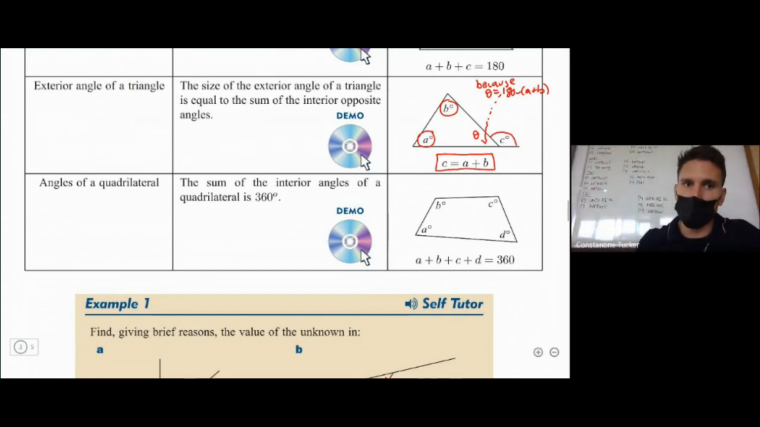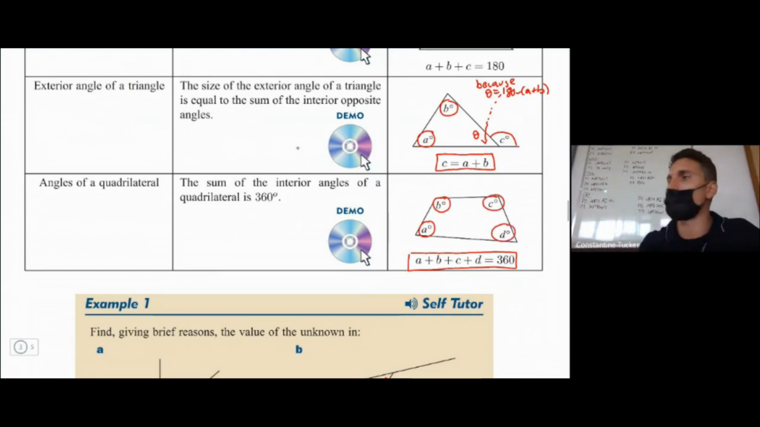Excellent, nicely done, 360. Now this is true because you can easily see this if you split a quadrilateral into 2 triangles. Each of the triangles adds up to 180, so you find the total by adding 180 and 180, so you get 360.